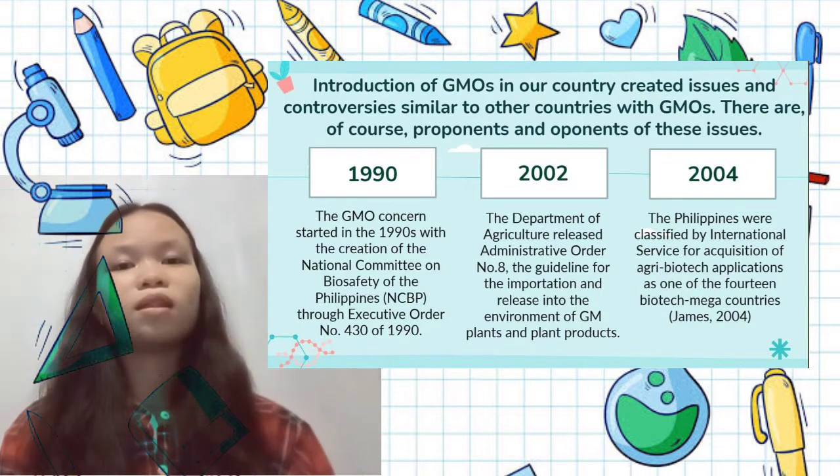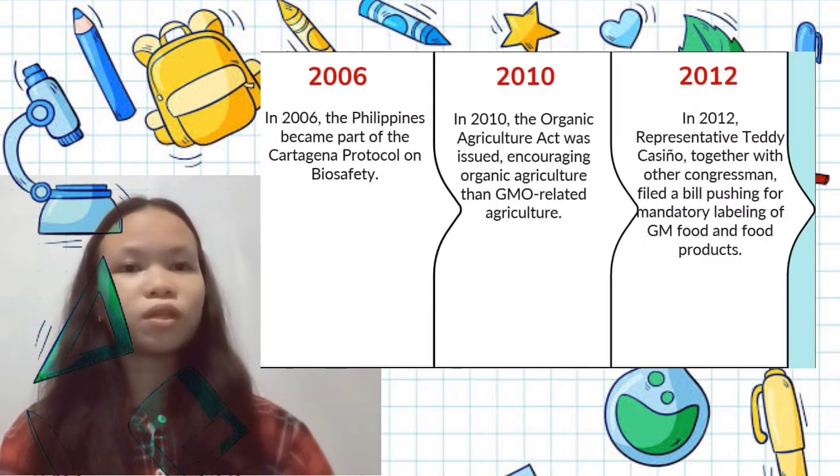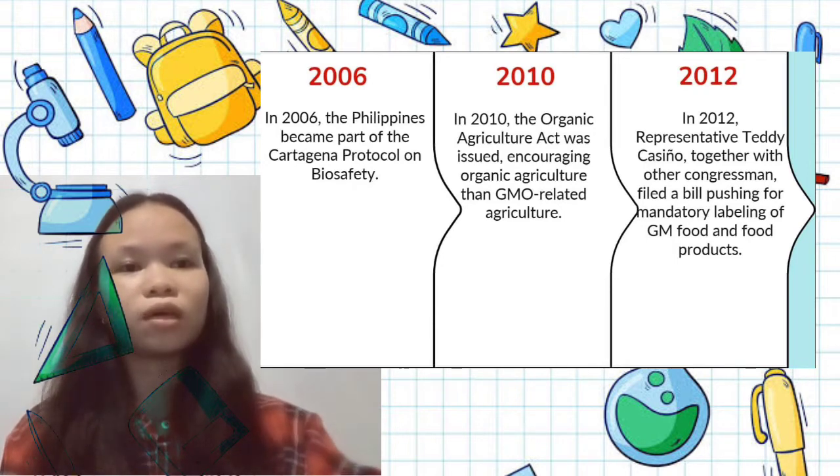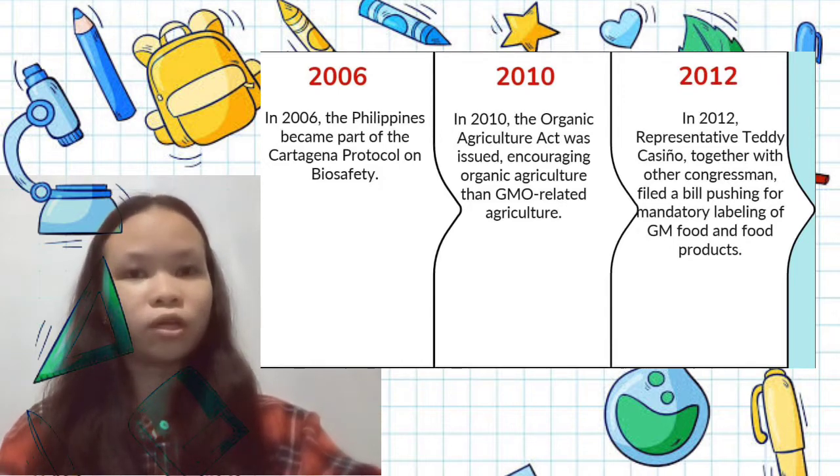Next slide. In 2006, the Philippines became part of the Cartagena Protocol on Biosafety. So what is the Cartagena Protocol on Biosafety? It is a legally binding global protocol aimed to ensure the safe transport, management, and use of living modified organisms created through modern biotechnology.